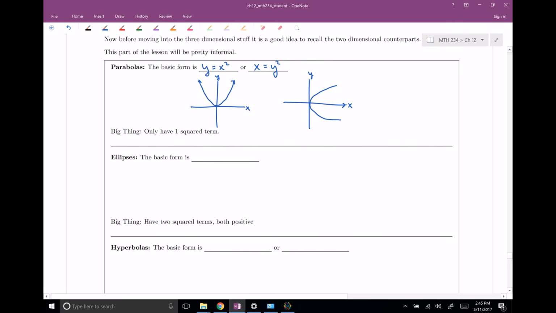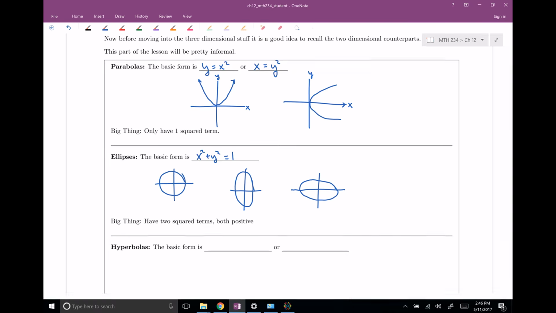Now, moving on, in comparison, ellipses. The basic form is something like x squared plus y squared equals 1. And this is an equation of a circle. So if I was to draw this, we know it would look something like this. But as you add other constants, sometimes you can get things stretched. So maybe you have it stretched in the y direction. So this is an ellipse. Or maybe you have it stretched in the x direction. The big thing is, it's circular, but it's been stretched here. So the big thing here is that you have two squared terms, and when you have them on the same side, they're both positive. So that's the big thing about ellipses.